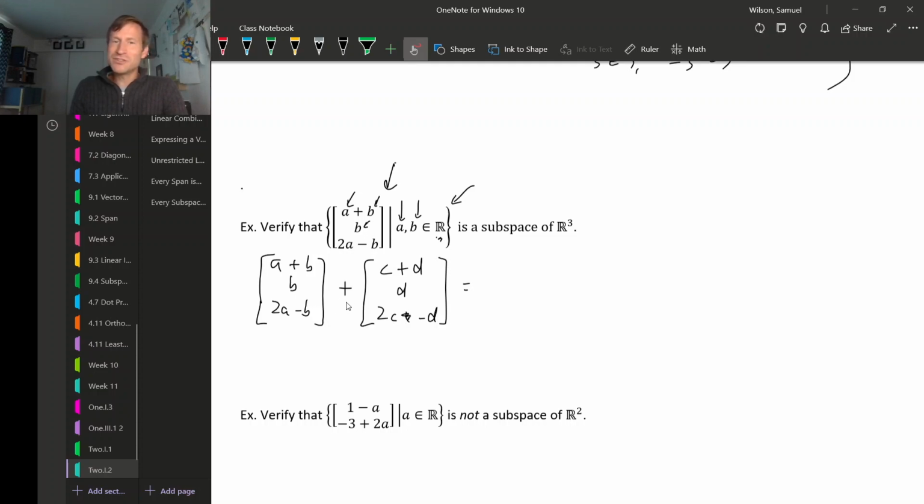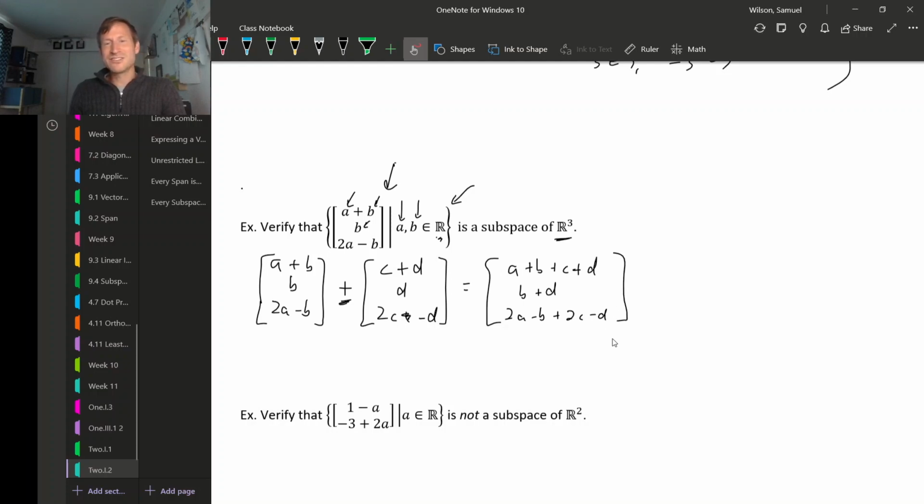Well, remember, when you're talking about a subset or a subspace, the vector operations, the sum and scalar multiplication, are the vector operations from the larger ambient vector space. So this vector sum is the usual vector sum for R3. So to add these, we just add entry by entry. So A plus B plus C plus D, and then B plus D, and then 2A minus B plus 2C minus D.